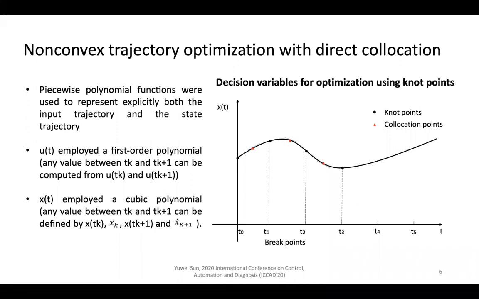I'd like to bring your attention to this graph. The node points here were used for decision variables for optimization, which were obtained with a certain interval of 0.5 seconds from the start point to the end point. The torque u(t) employed a first-order polynomial, which means any value between t_k and t_k+1 can be computed from u(t_k) and u(t_k+1). And the dynamics x(t) employed a cubic polynomial function, which means any value between t_k and t_k+1 can be defined by x(t_k), x_k first order, and x(t_k+1) and x_k+1 first order.